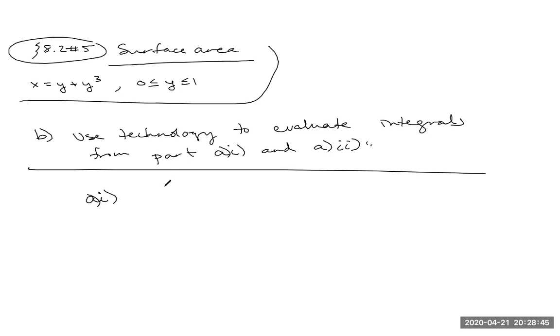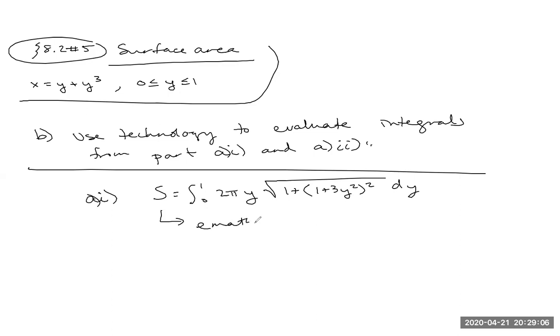Okay, so for A1, you had S as the integral from 0 to 1 of 2 pi y and all this stuff. So you can just use, I think I used eMath help for this, or you can also use Wolfram Alpha. Plug that in. For part A1, you get approximately 8.5302.